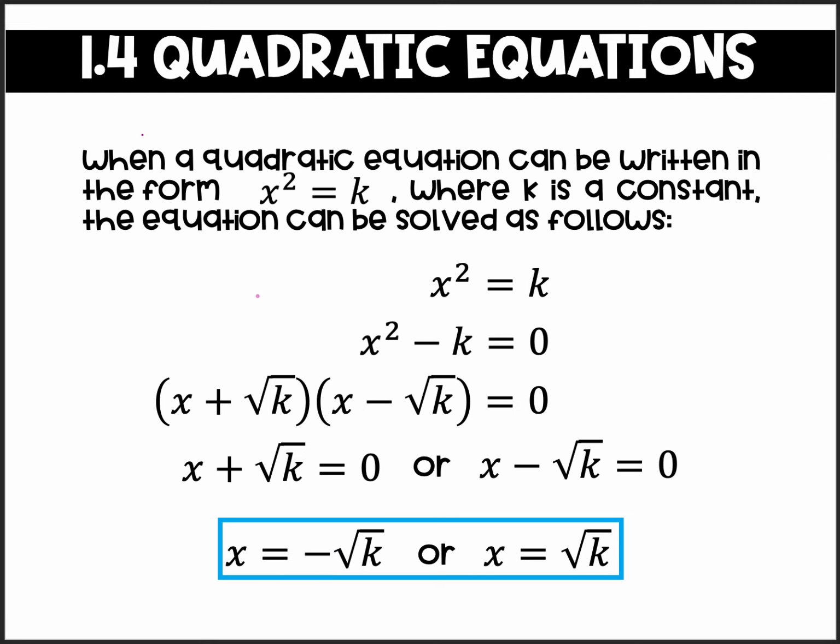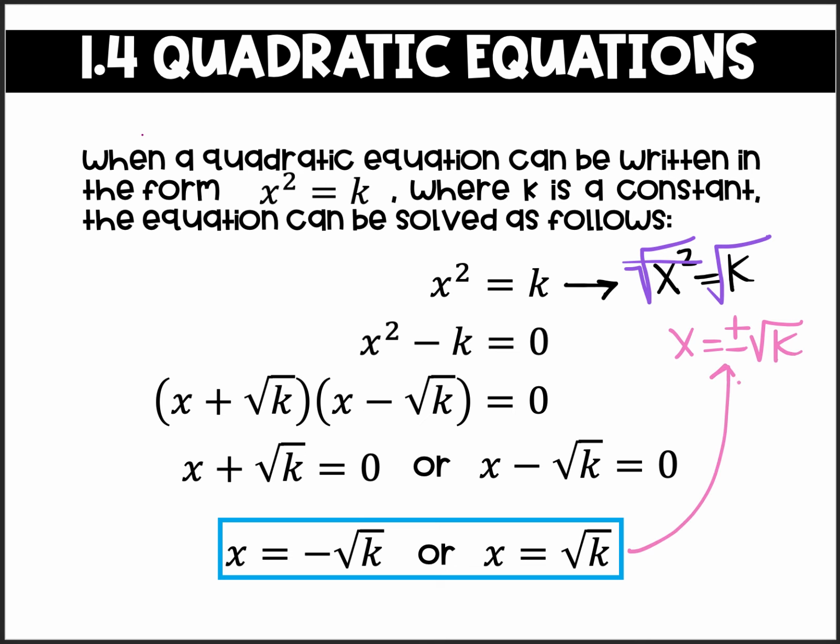Another way you can see it, and this is just me showing you that there are multiple ways, you can have x squared is equal to k, and to get rid of the squared on the left side, we can apply the opposite operation of squaring, which is the square root. The square root cancels the power, and now you have x is equal to plus or minus the square root of k. Either way works.